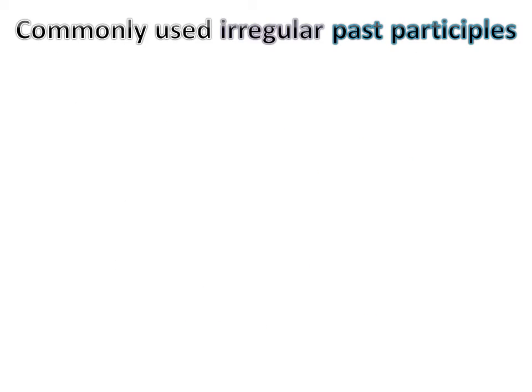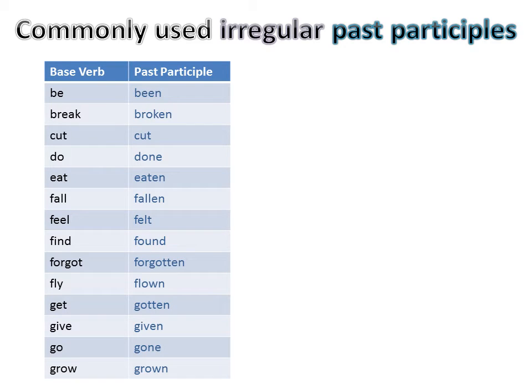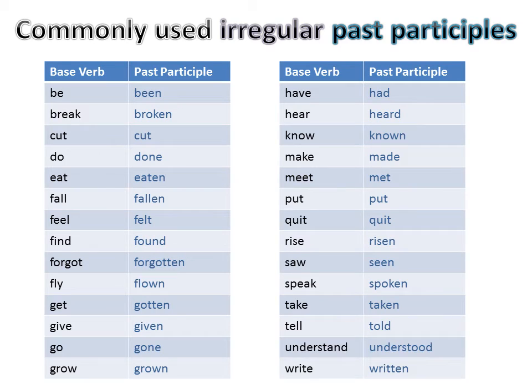Now, because English has quite a number of irregular verbs, when you use the present perfect, it's important to make sure you are familiar with a number of commonly used irregular past participles. This list is a very small sample of these commonly used irregular past participles. You should definitely make a point to learn these and make sure that you learn the spelling.